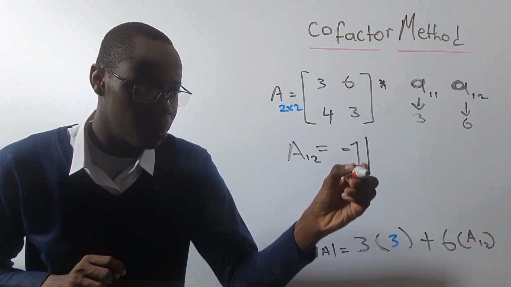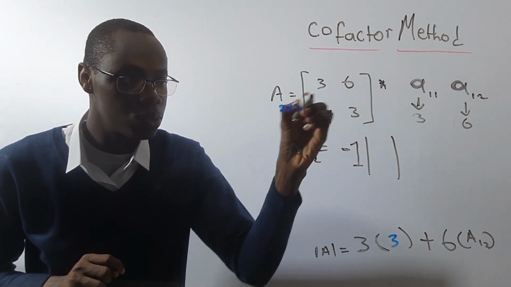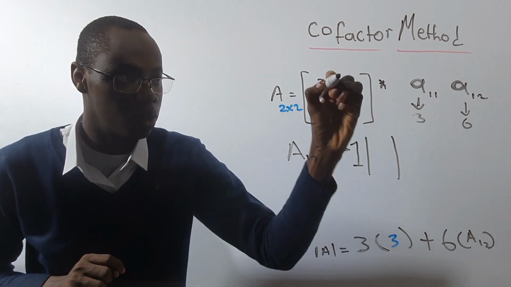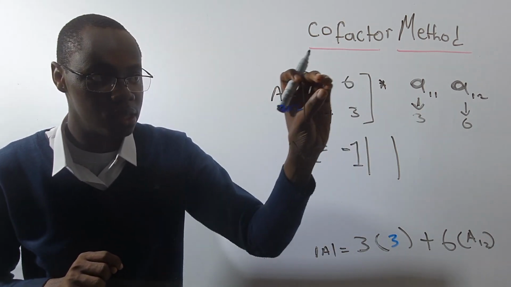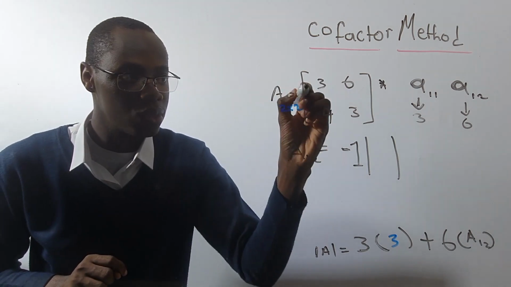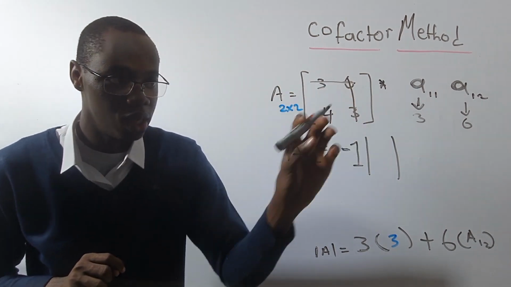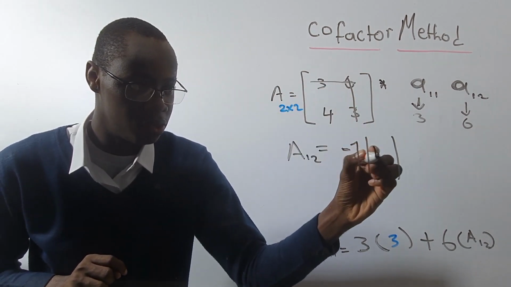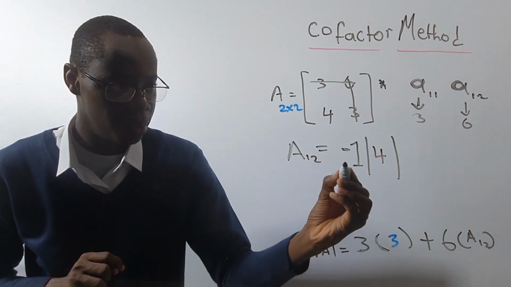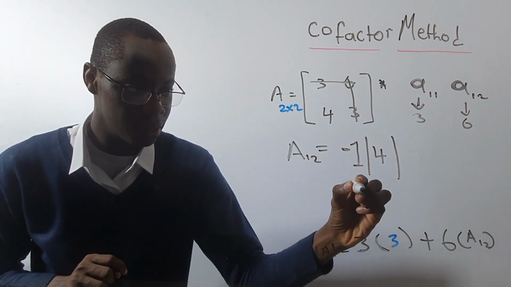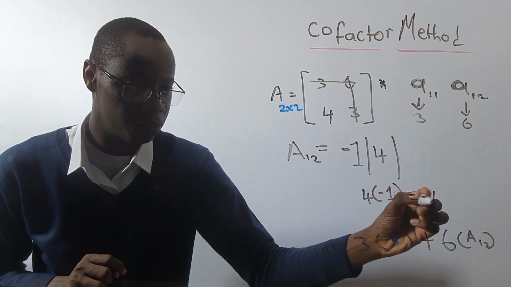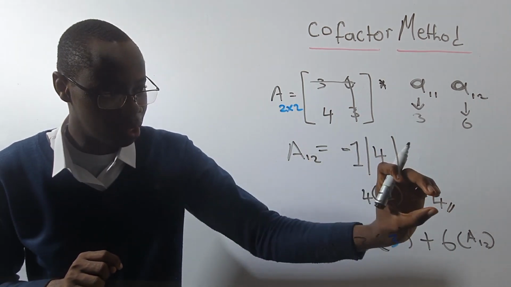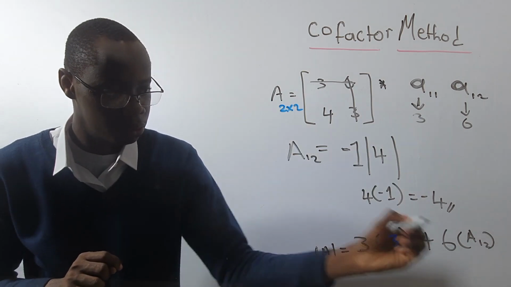Now what is the minor attached to it? All we need to do, for A12, which is this 6, is delete the row and the column associated with this 6 to get the minor. So delete this and delete this. What are you left with? You're left with just 4. So write this 4 here and then multiply. -1 times 4, that's like saying 4 times -1, that will be -4, right? Very simple. Now we can replace this -4 here.